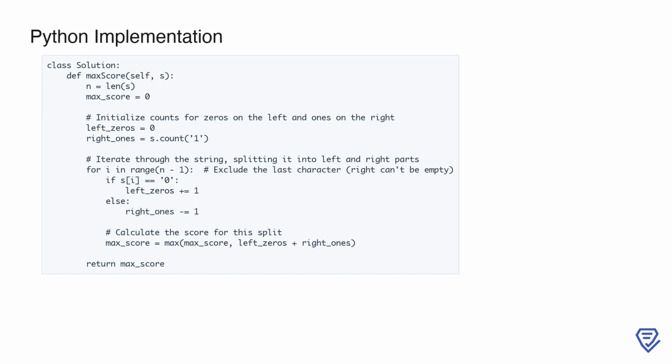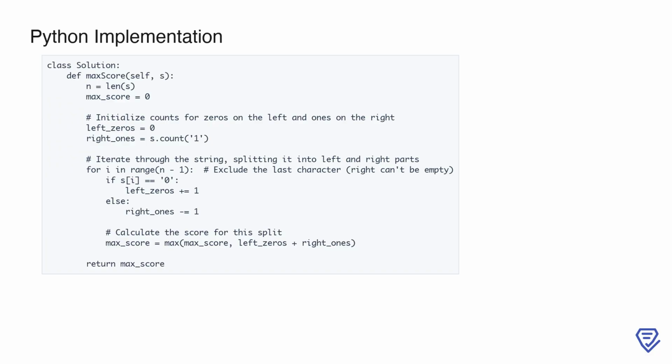3. Update counts for each character. If it is 0, it gets added to the left substring, so left_zeros is incremented. If it is 1, it shifts from the right substring to the left, so right_ones is decremented. 4. Calculate the score. The score for the current split is the sum of left_zeros and right_ones. We update max_score to be the maximum of its current value and the calculated score.